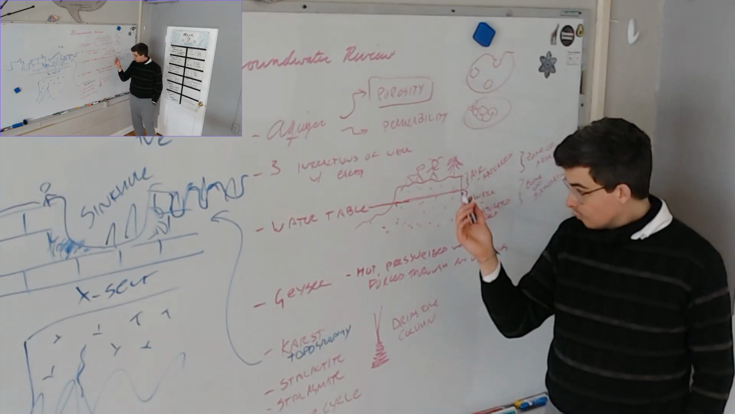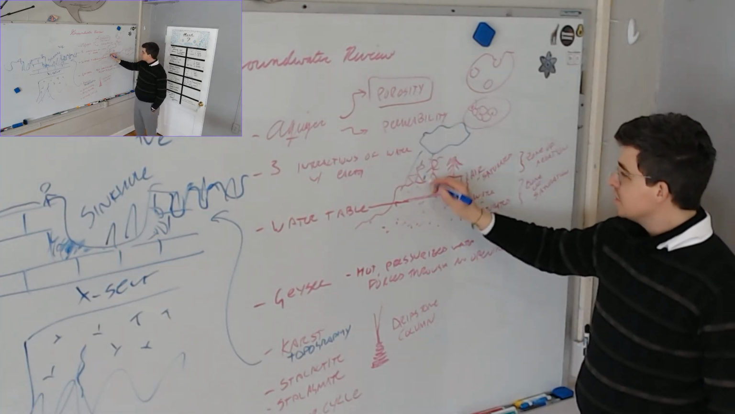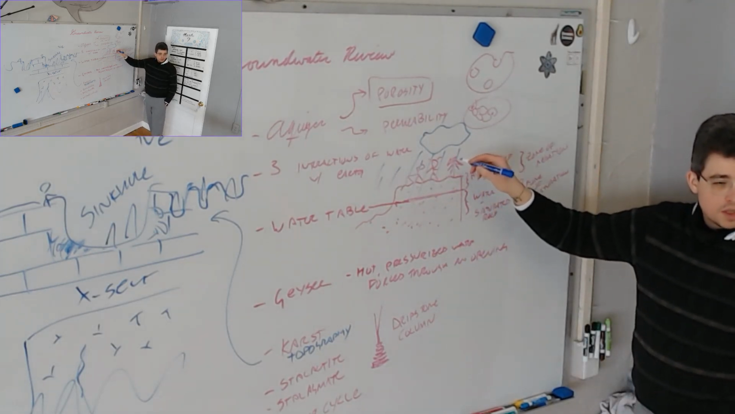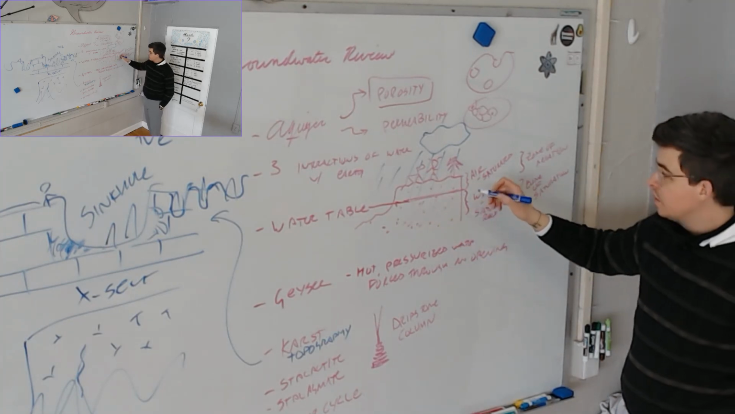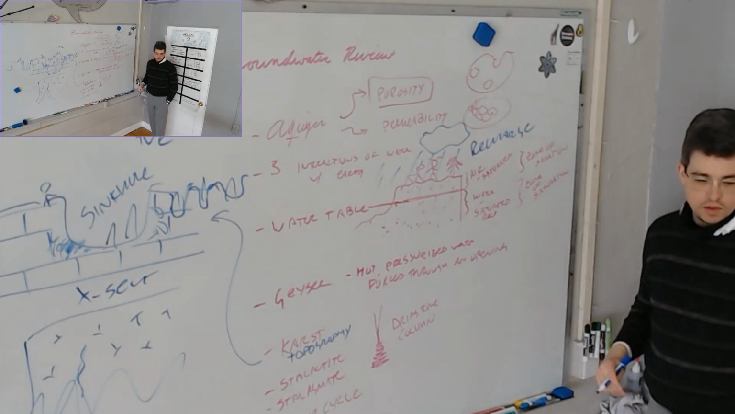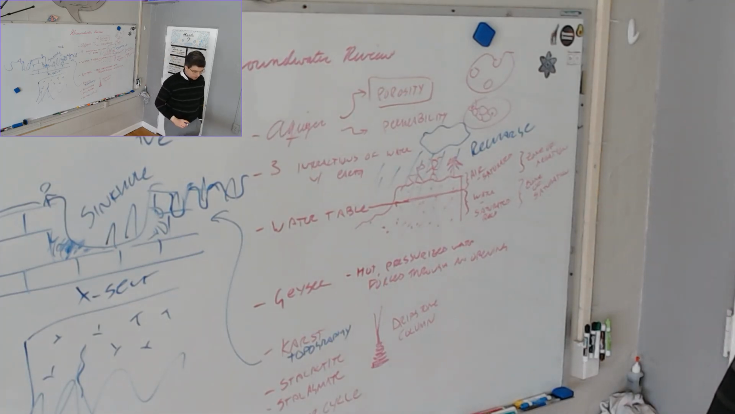Rain. Infiltration. And this process of water, precipitation, infiltrating the ground and becoming groundwater is called recharge. Just like when you recharge your phone, the aquifer is recharged by precipitation.